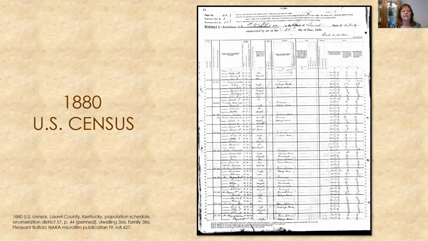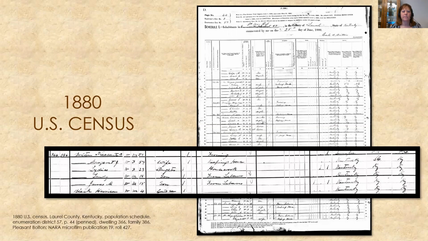The 1880 census not only lists the names and ages of each person in the household, but was the first census to list the relationship of each member to the head of the household. This information is extremely valuable to the genealogist. Take this household, for example.